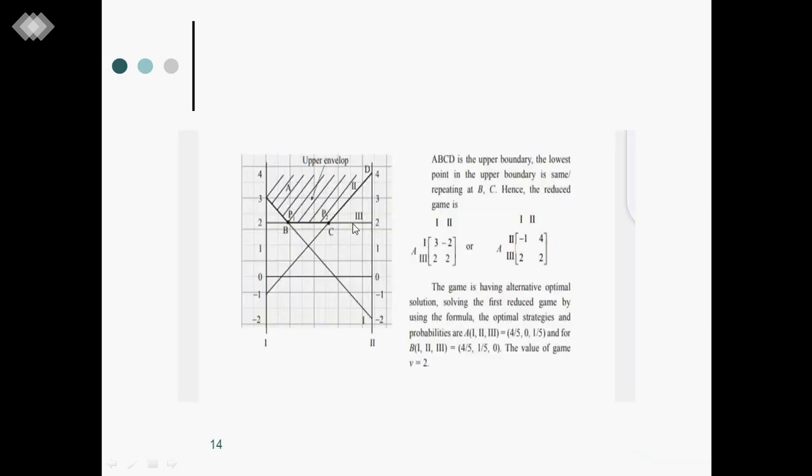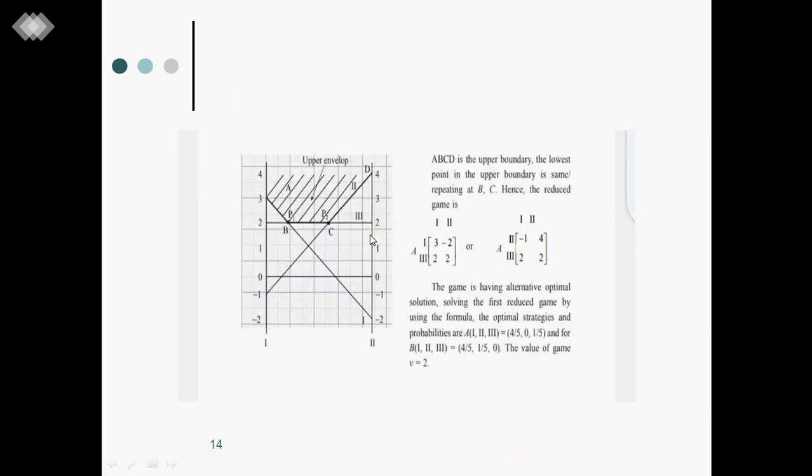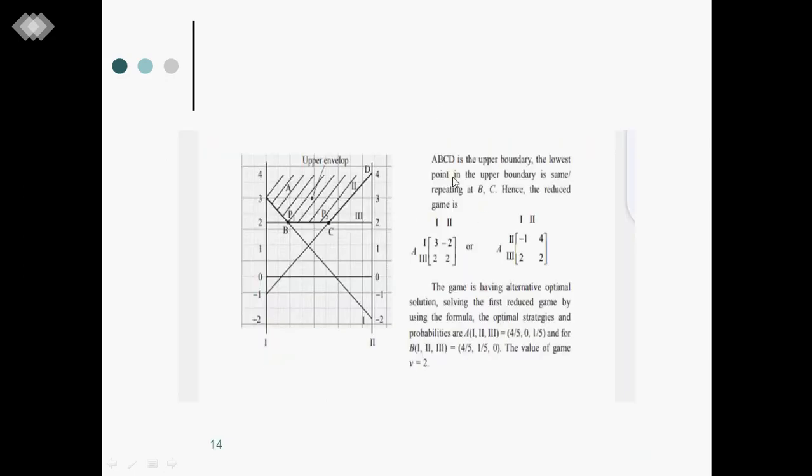That's why you are going to get a horizontal line, like a reference line. Now it is different. When it was a 2 by n game, you were supposed to identify the lower boundary and the highest point in it. Here, when it is this type, an m by 2 game, what you have to do is, see, ABCD is the upper boundary. You have to identify the upper boundary, or upper envelope, and in that boundary, you have to prefer the lowest point.